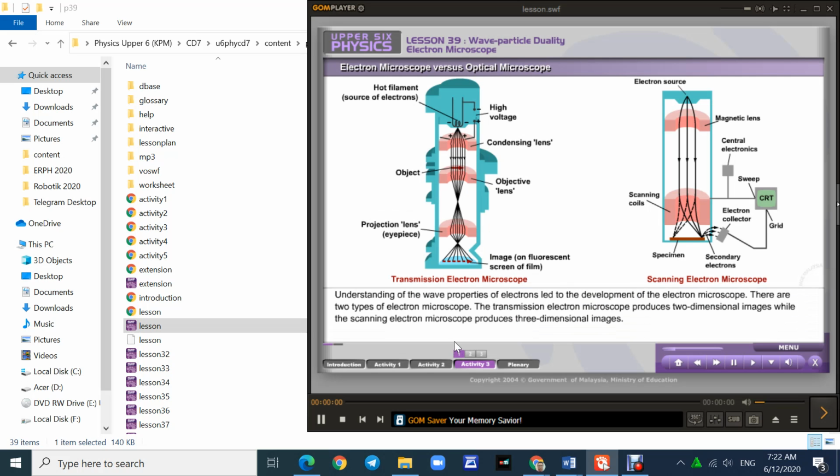Understanding of the wave properties of electrons led to the development of the electron microscope. There are two types of electron microscope. The transmission electron microscope produces two-dimensional images, while the scanning electron microscope produces three-dimensional images.